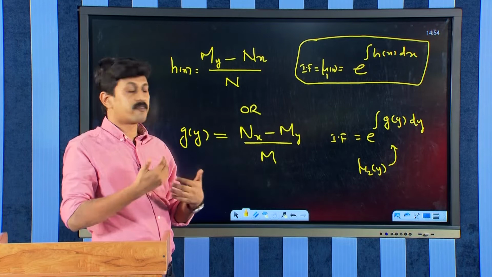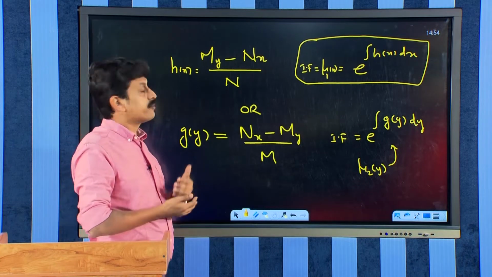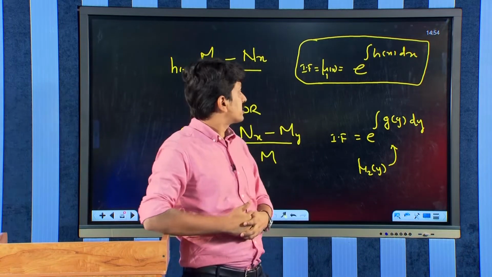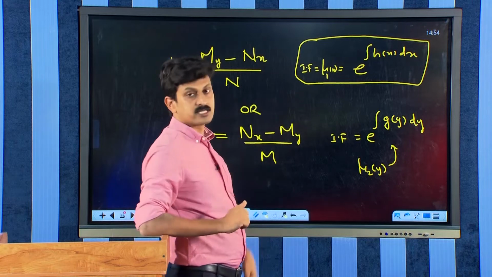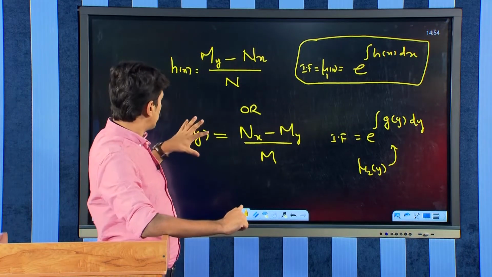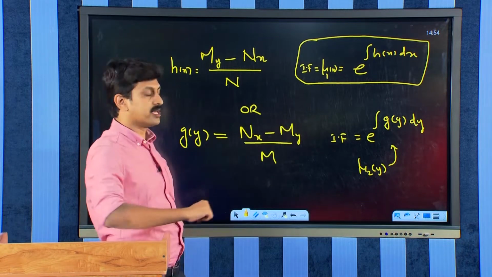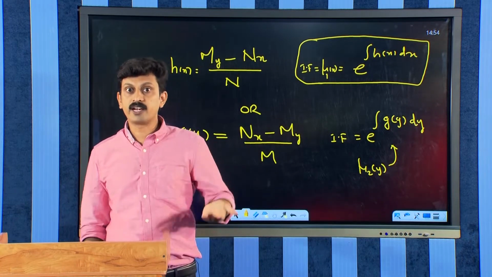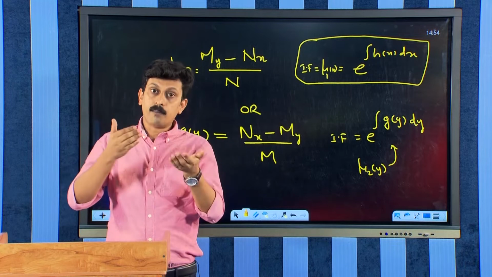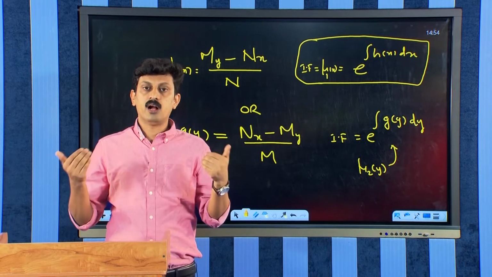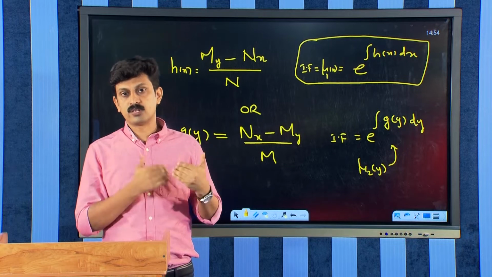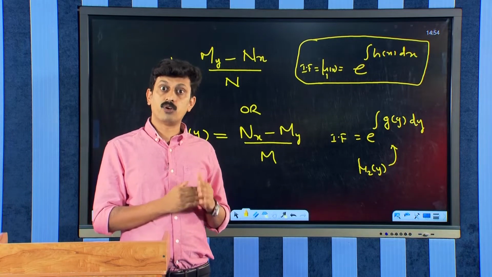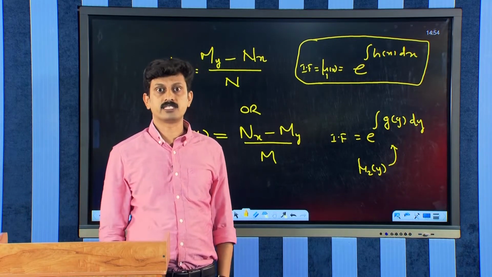Either you can find a function h(x) as (My minus Nx) divided by N, and the integrating factor mu 1 of x is equal to e raised to the integral of h(x) dx. Or you can find g(y) as (Nx minus My) divided by M, and the integrating factor is e raised to the integral of g(y) dy. After finding the integrating factor, we will multiply it on both sides of equation number 1, M dx plus N dy is equal to 0. The right hand side is always 0, so it remains 0.